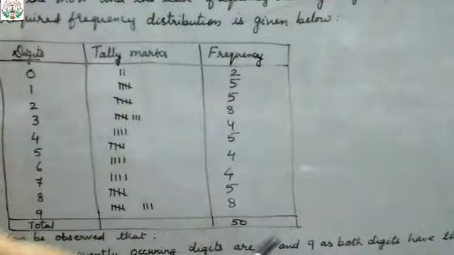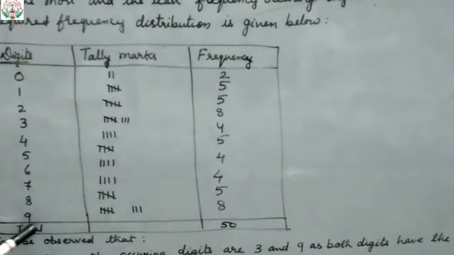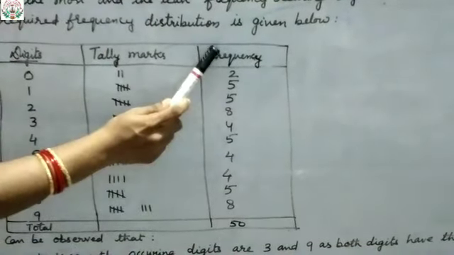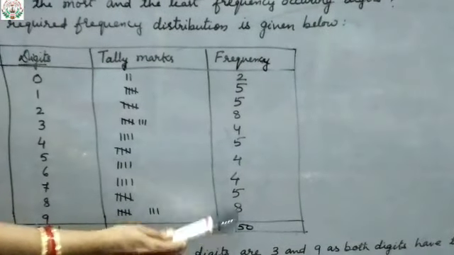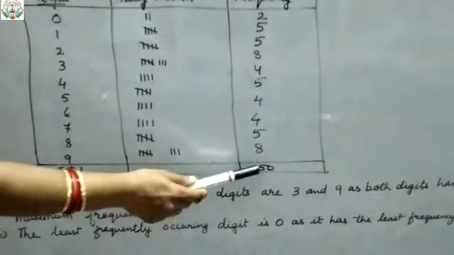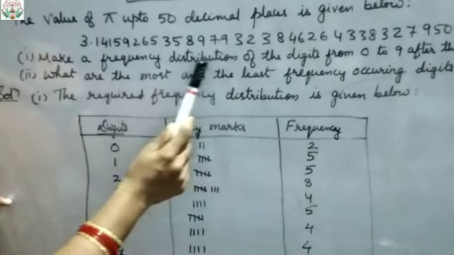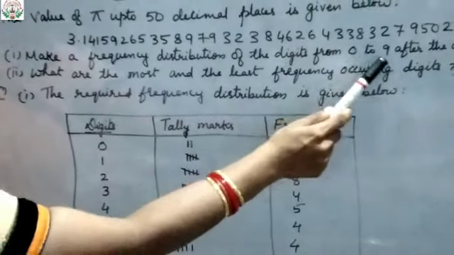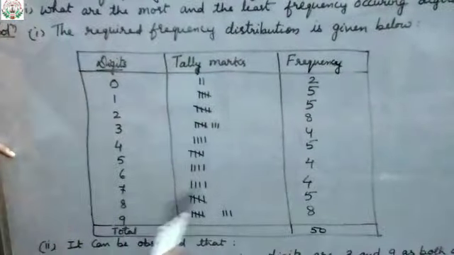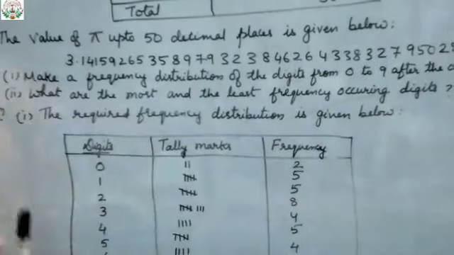So likewise you made the frequency table. When you total the frequency column, you will see that you are getting 50. Okay. Now after getting that, what is the first part of the question? Make a frequency distribution of the digits from 0 to 9. That is made. Okay.